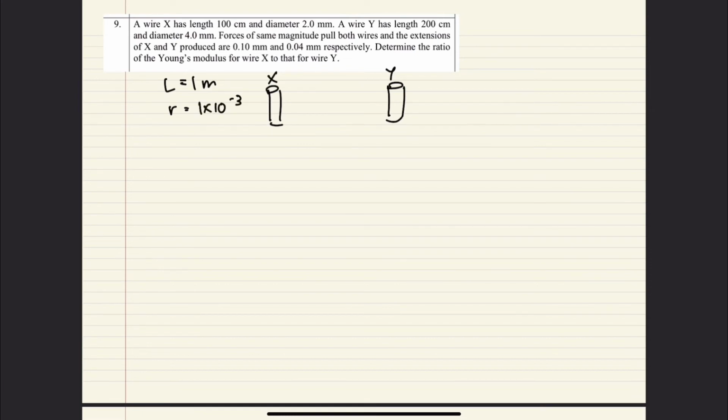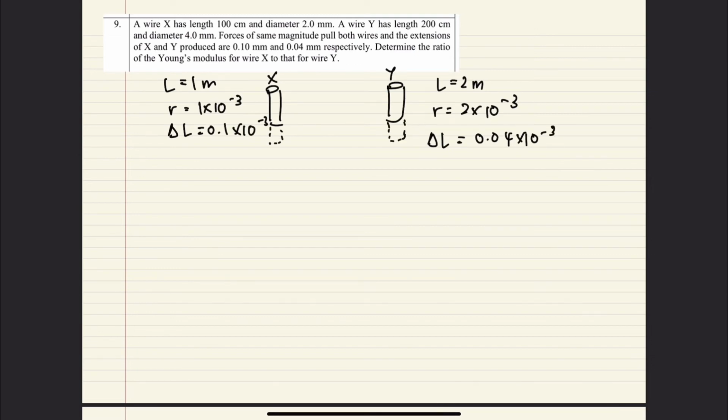The wire Y has a length of 2 meter. Diameter R is 2 times 10 negative 3. Force of the same magnitude pulls both wires and the extensions X and Y produced are 0.1 and 0.04. So this one is delta L, 0.1 times 10 negative 3. This one is delta L, 0.04 times 10 negative 3. So basically, that one is the delta L. Okay, this is L naught.